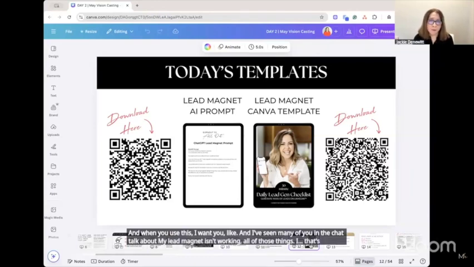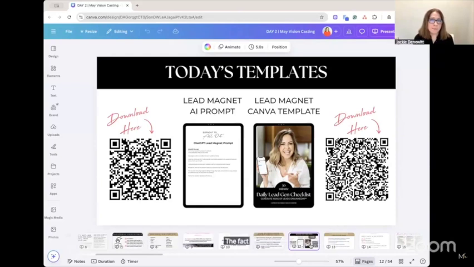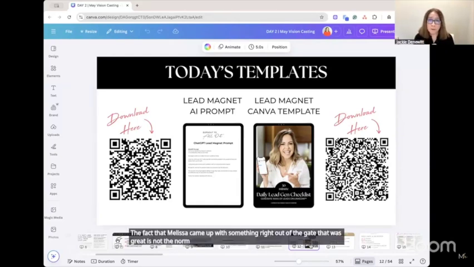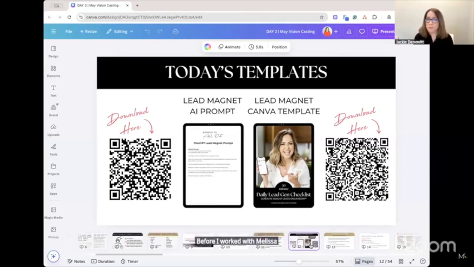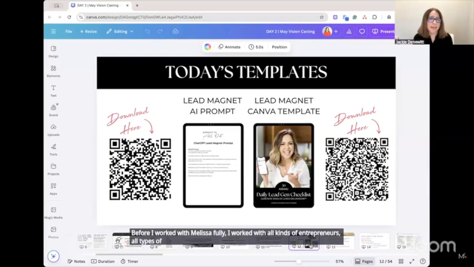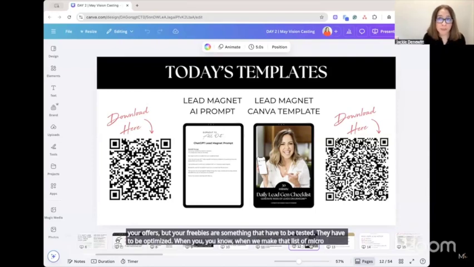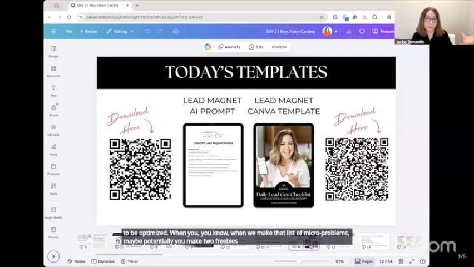That's totally normal. The fact that Melissa came up with something right out of the gate that was great is not the norm. Before I worked with Melissa fully, I worked with all kinds of entrepreneurs, all types of different businesses. And I will just tell you that not only your offers, but your freebies have to be tested. They have to be optimized. When we make that list of micro problems, maybe you make 2 freebies and we A/B test and see which one works better for us.